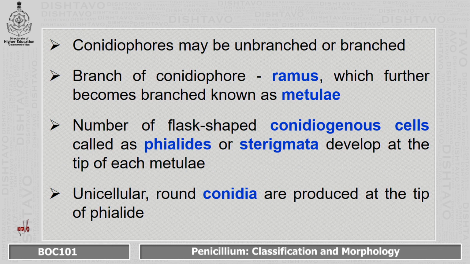These conidiophores may be branched or they may be unbranched. Branch of the conidiophore is called ramus. This ramus further becomes branched and they are called metulae, and a number of flask-shaped conidiogenous cells, which are also called phialides or also referred to as sterigmata, develop at the tip of each metula, and at the tip of these phialides or conidiogenous cells, the unicellular round conidia are produced.